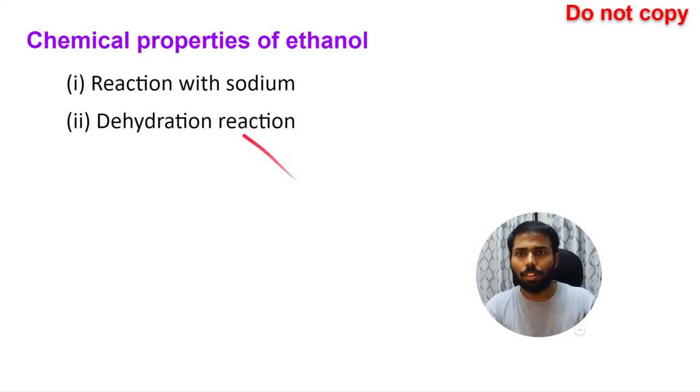Okay, so we are going to start looking at chemical properties of ethanol. Okay, so the two things we're going to learn today is reaction with sodium and dehydration reaction. Okay, ये दो chemical reactions हम लोग पढ़ने वाले हैं for ethanol.